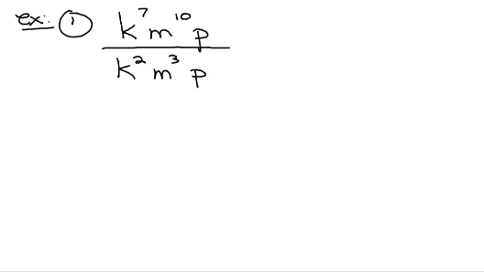So first, let's deal with the k's. Well, 7 minus 2 is 5, so that will be k to the 5th. M is 10 minus 3, so that's m to the 7th. But the p's are both a 1. So 1 minus 1 is 0. Well, this brings us to another rule.